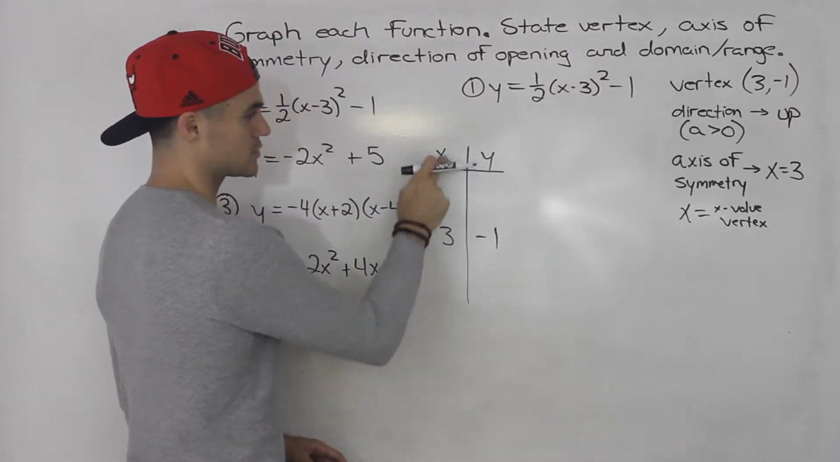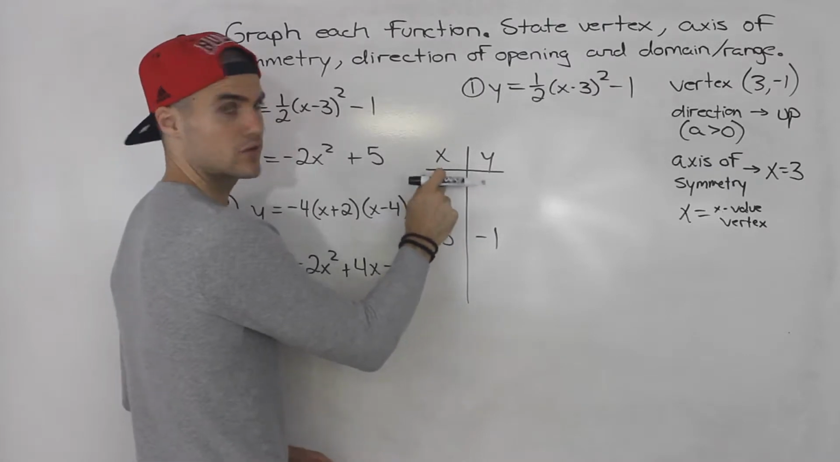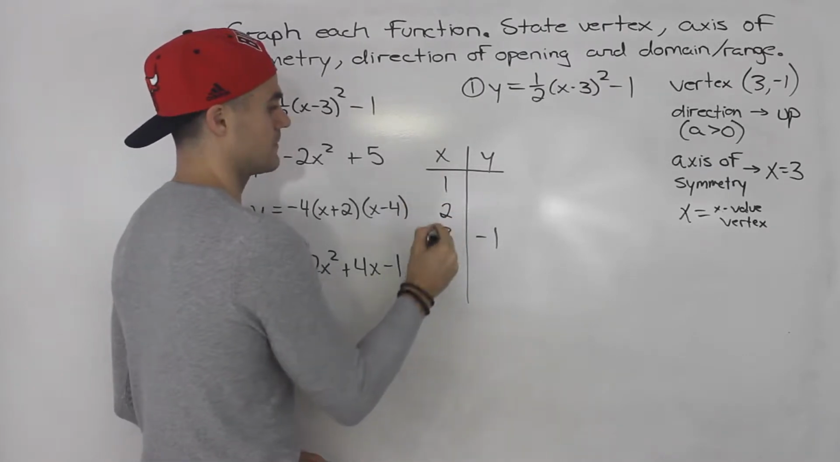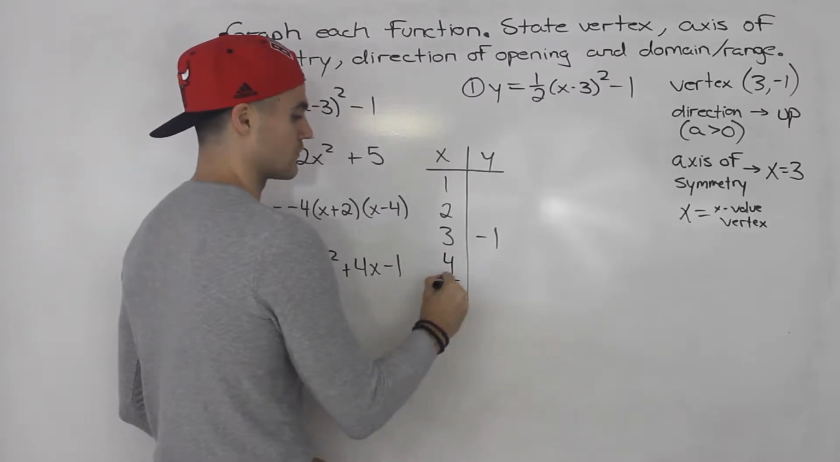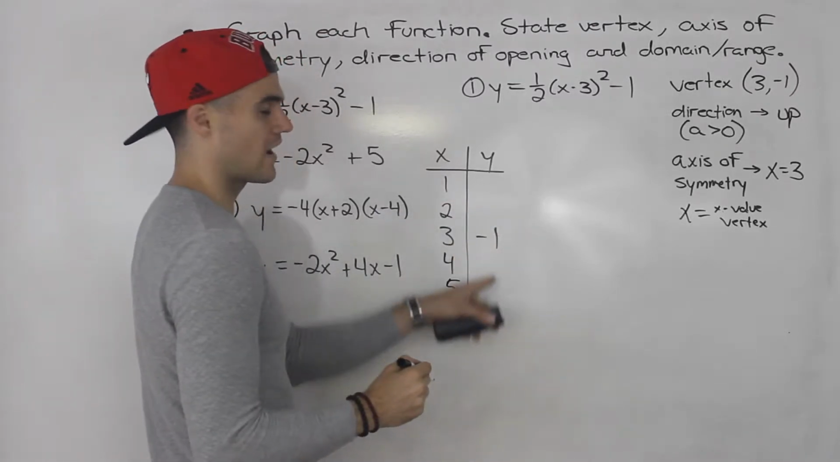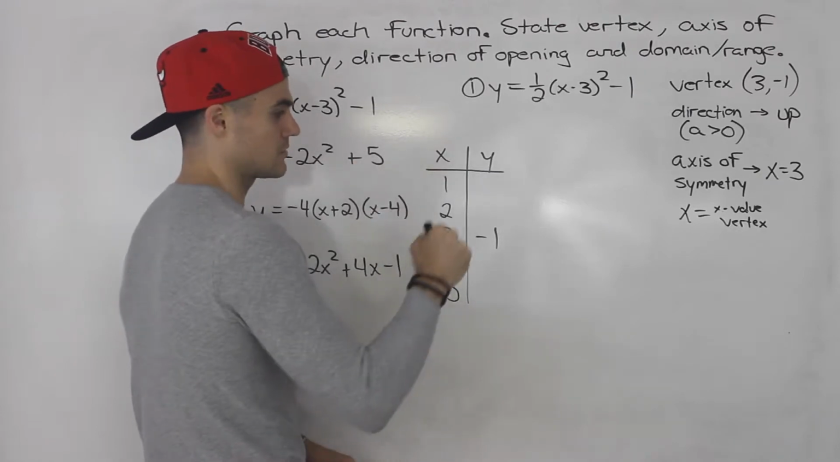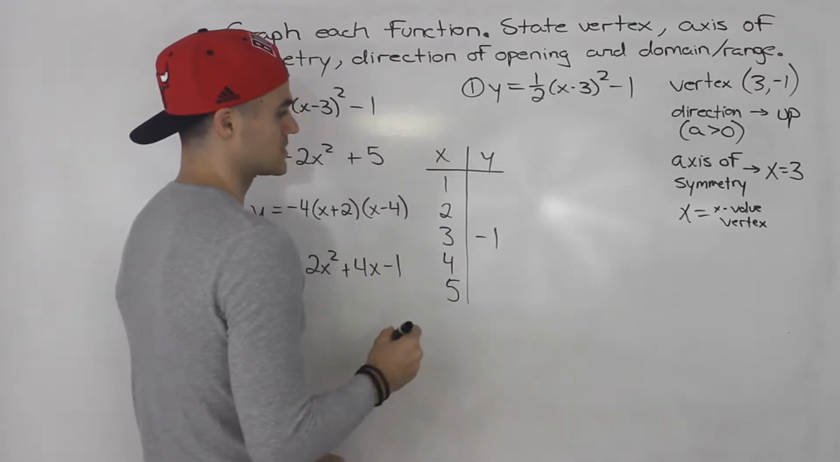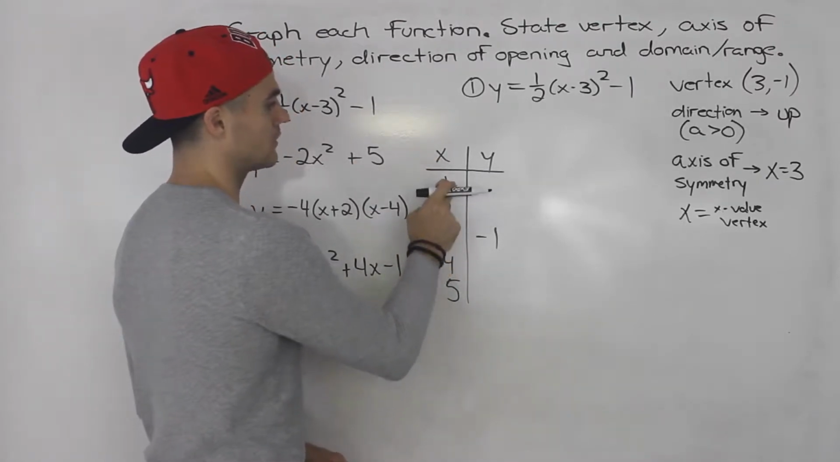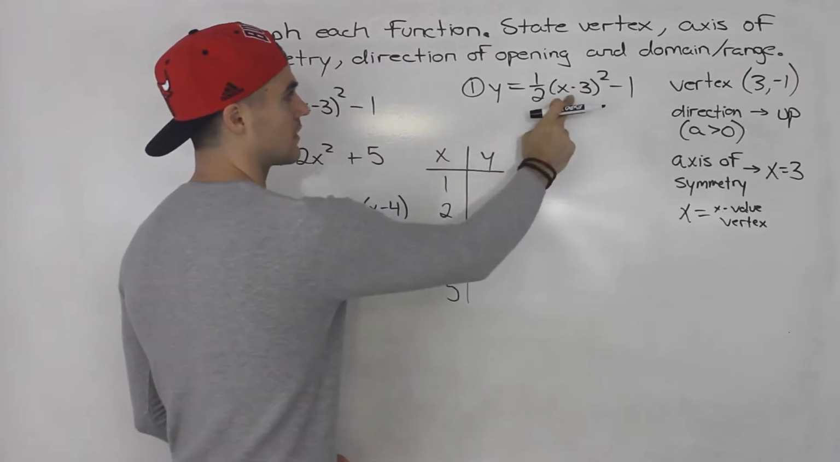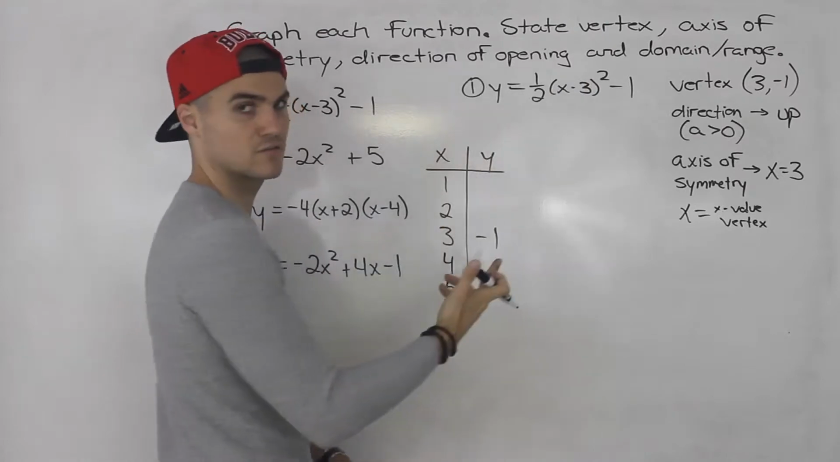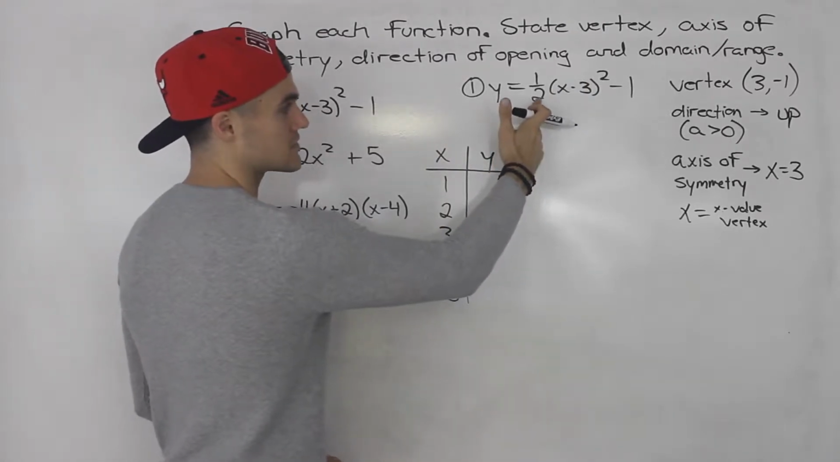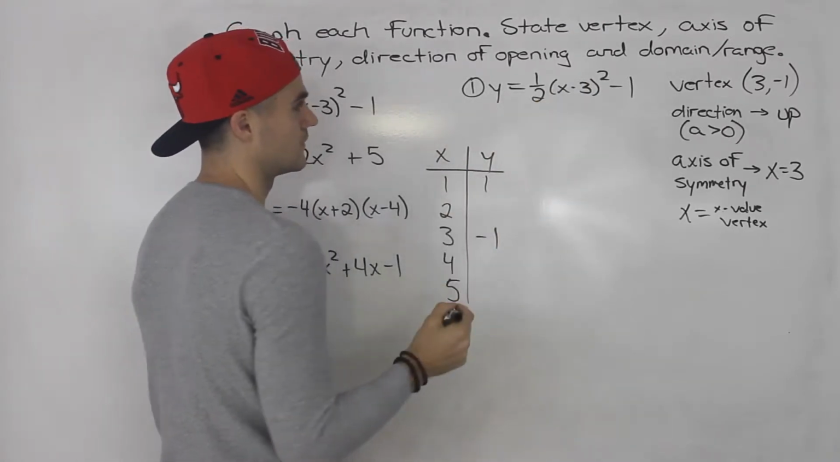And then I like to pick 2 x values to the left of 3, so 2 and 1, and 2 values to the right of 3, so 4 and 5. That's going to make sure that the y values here are nice and symmetric, so it's going to be a nice shape. So if we plug in an x value of 1, we'll have 1 minus 3, negative 2. Negative 2 squared is positive 4. Positive 4 times 1/2 is 2. 2 minus 1 is 1.